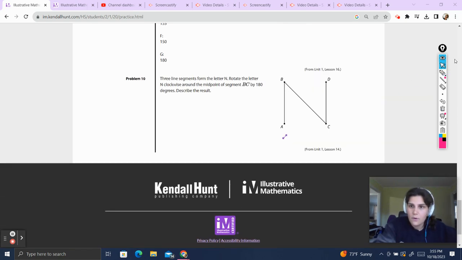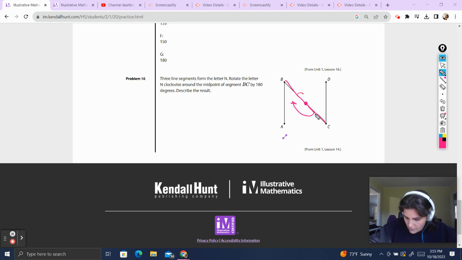3 line segments form the letter N. Rotate the letter N clockwise around the midpoint of segment BC. So we're going to rotate clockwise by 180 degrees. Describe the results. Well, let's think of this segment. Rotate it 180 degrees. He's going to line up over there.